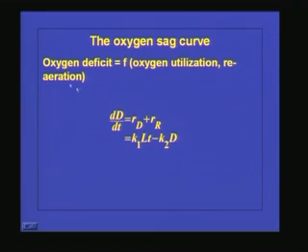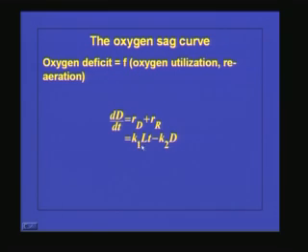Or we can write dd by dt is equal to RD, the deaeration rate, minus RR, the reaeration rate, or we can write it like this: K1 into Lt, because this will be increasing the deficit, and minus K2 into D, this is minus because it will reduce the deficit, because if more and more oxygen gets into the system, the deficit will be decreasing.